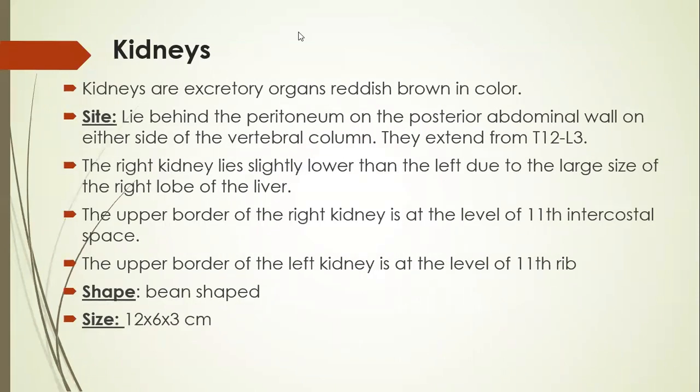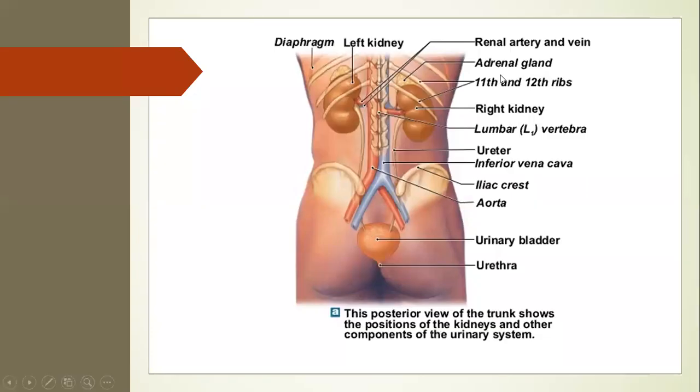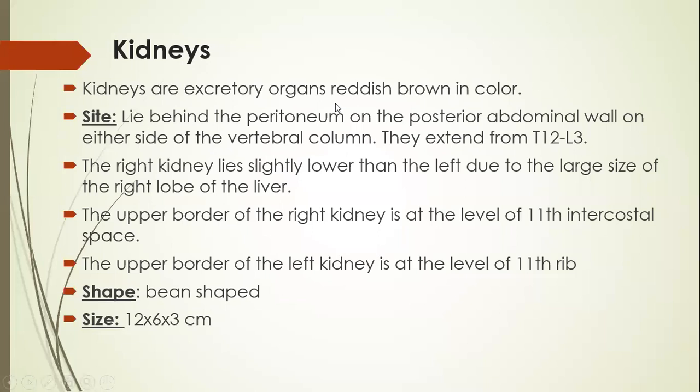As you know, the kidney is a very important excretory organ, and it is reddish brown in color. If you see here, these are the kidneys on either side. They are reddish brown in color, and they are the most important excretory organs. They lie behind the peritoneum. What do you mean by lie behind the peritoneum? They are retroperitoneal. That's why they say it lies behind the peritoneum.